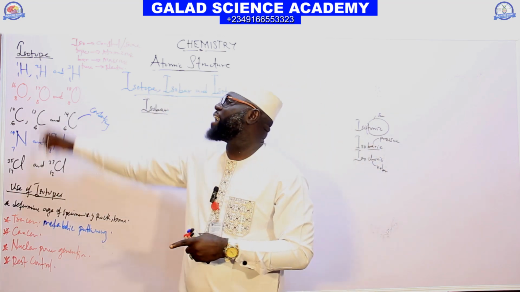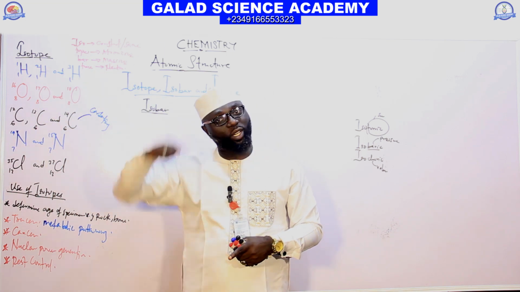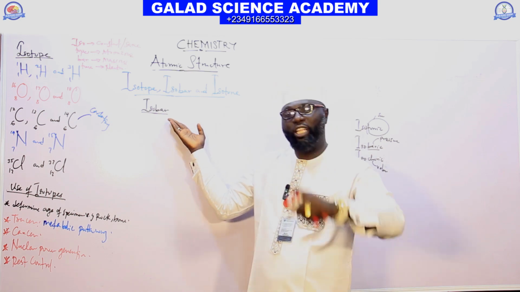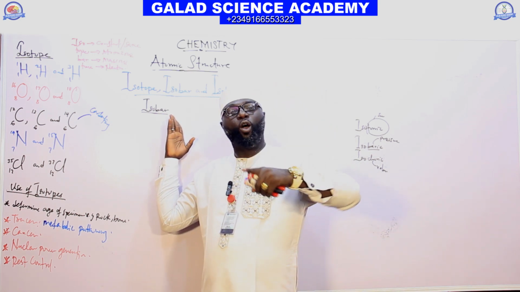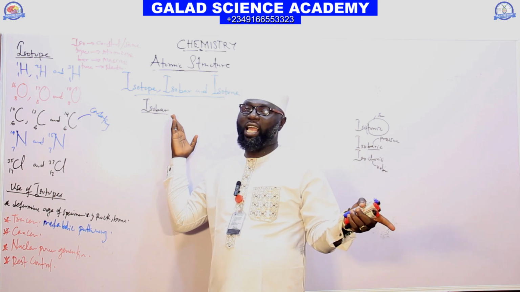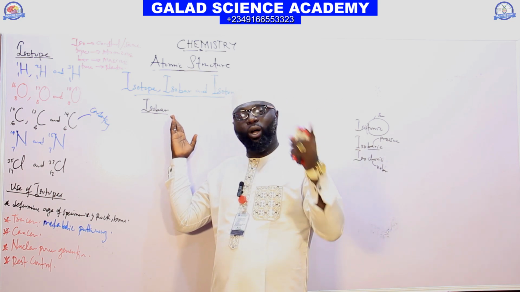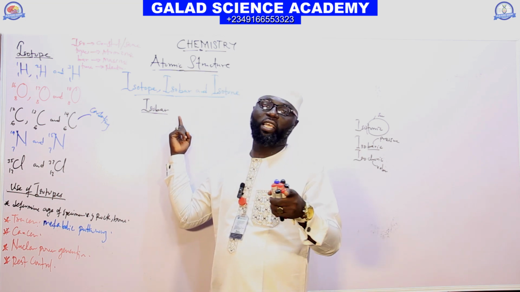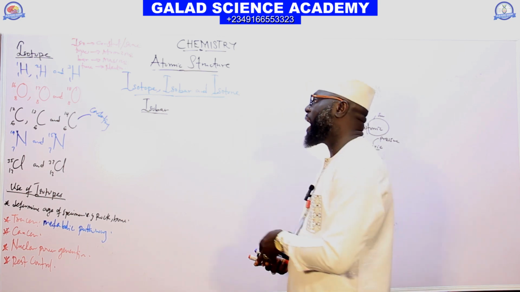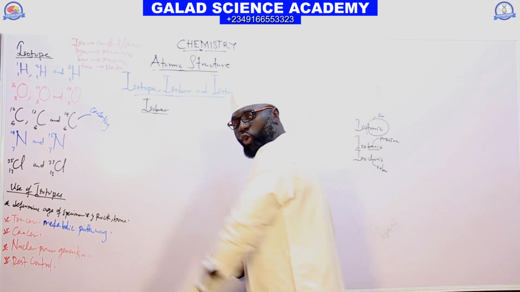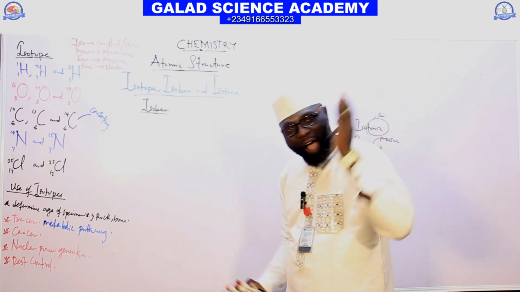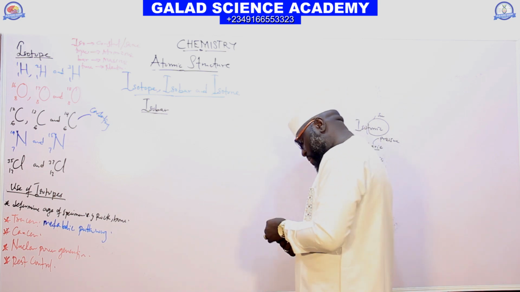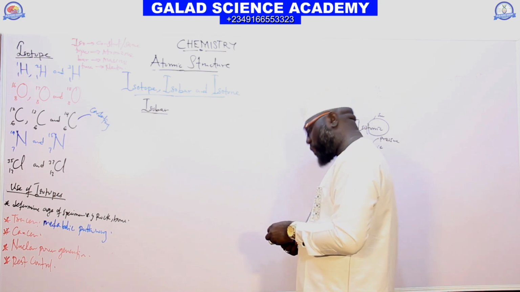But in isotope, they have different mass number and neutron number, but the atomic number is the same. In isobar, it's a phenomenon that occurs between two or more atoms of different elements, but they have the same mass number and different atomic number. Isobar: two or more atoms of different elements having the same mass number but different atomic number.